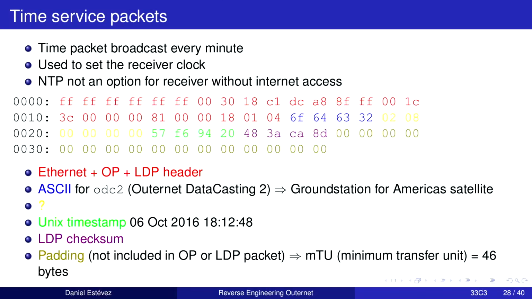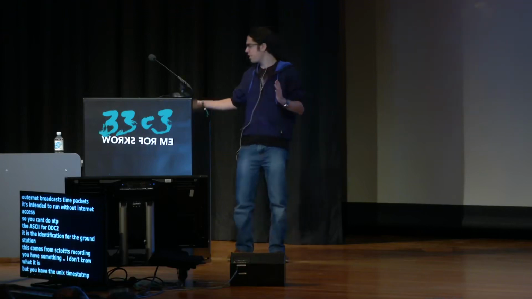This comes from Scott's recording on the East Coast. You have something which I don't know what it is, but you have the Unix timestamp. So anytime the receiver gets a packet such as this, it reads the Unix timestamp and updates its clock. And there is some padding at the end because packets have to be at least 46 bytes. This is some limitation of the Ethernet physical protocol.